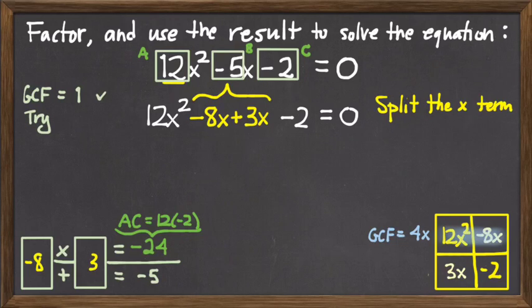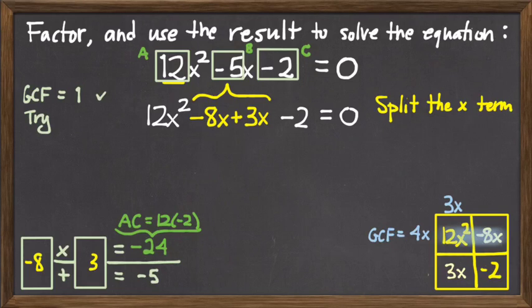So if I imagine that 4x is on this row of my table, then what does that make the top 2 entries? What do I have to multiply 4x by? What should I put here so that the product in that cell is 12x squared? 3x. 4x times 3x gives me 12x squared. Okay, so far so good.